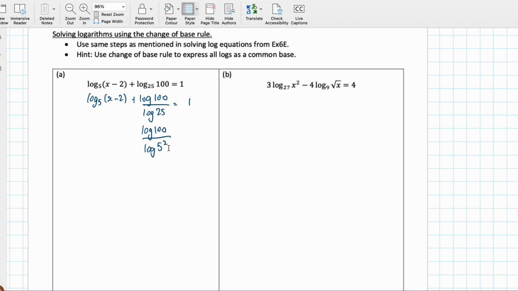Now why is it useful? Well, remember our third log law. I can bring the 2 to the front of log 5. And then you may notice that if you cover up this 2, I have log 100 on log 5. What's amazing about that is that's exactly the same as saying 1/2 log base 5 100. Wow. What have we done? We've just converted it to base 5.